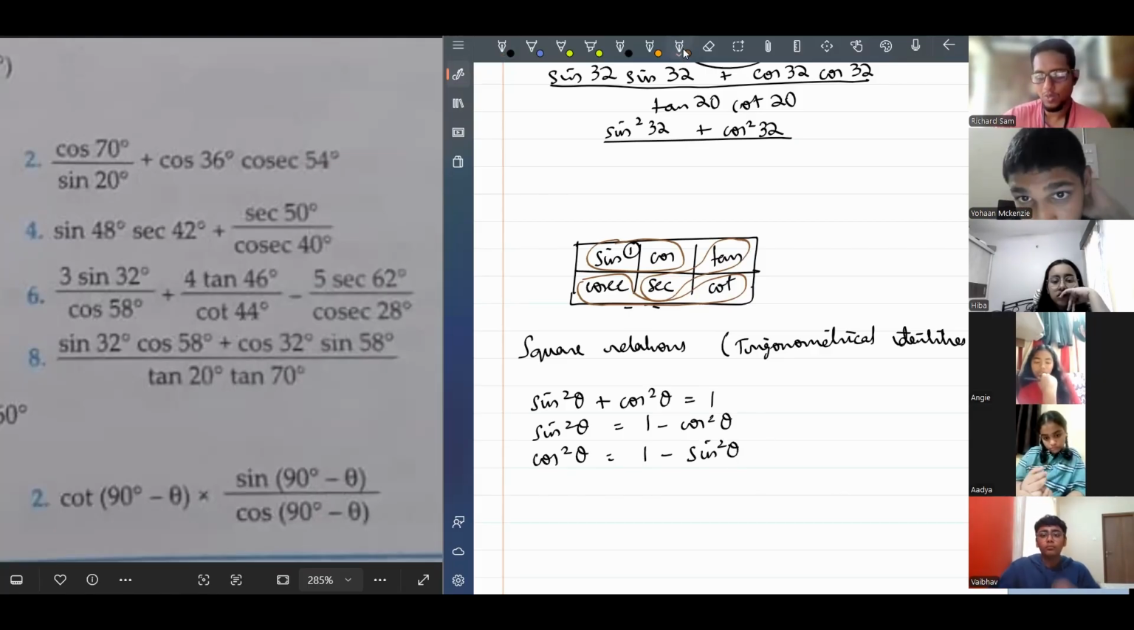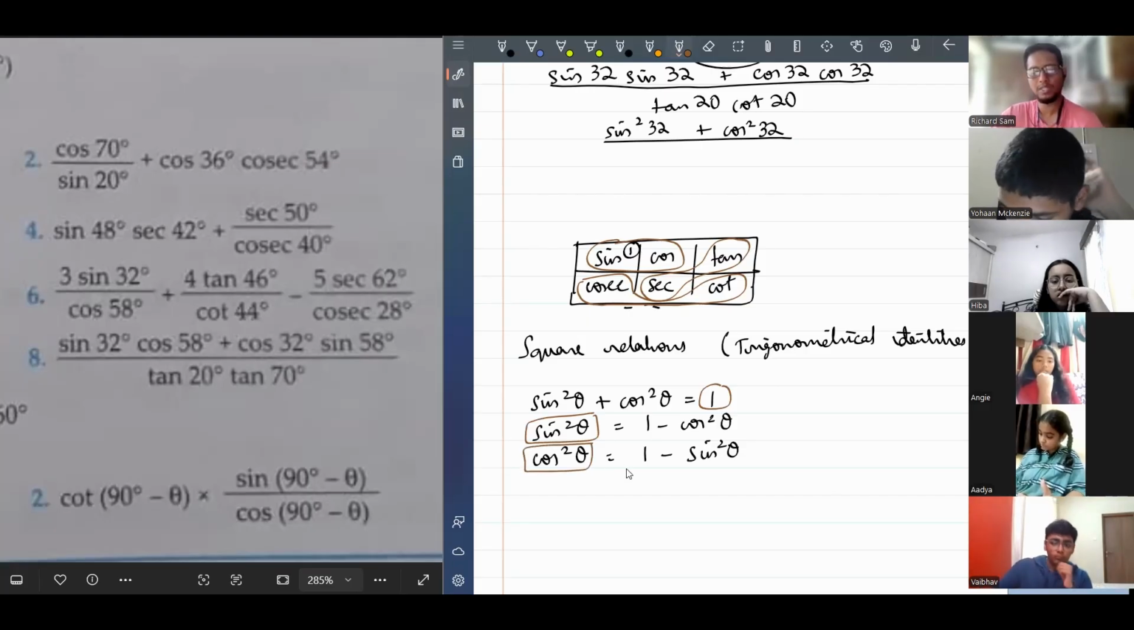Okay. So this one formula can be made into these three forms, where in the first formula 1 is the subject, in the second formula sine square theta is the subject, in the third formula cos square theta is the subject. Okay, so this is 1. All right, just note this down and rejoin the meeting.